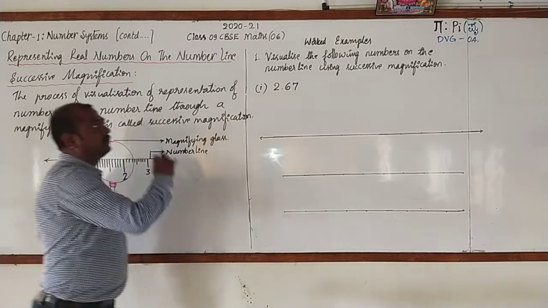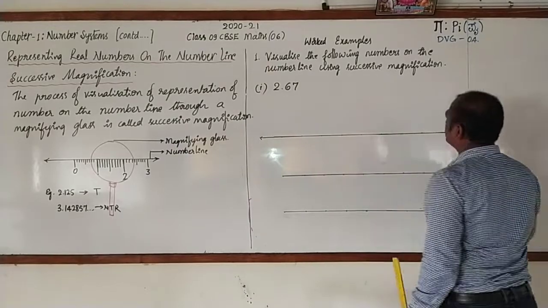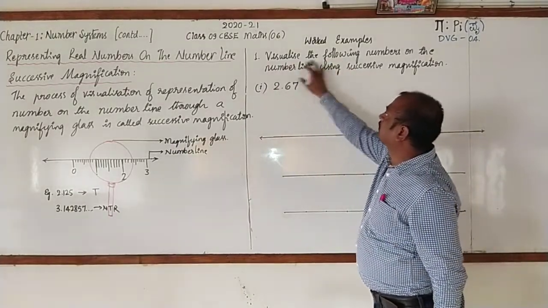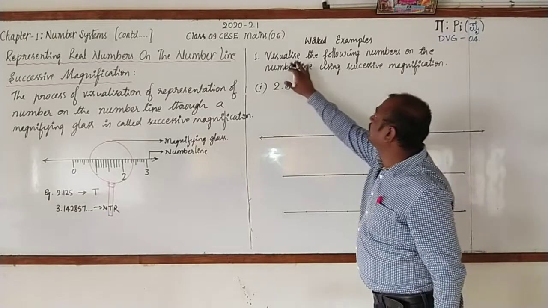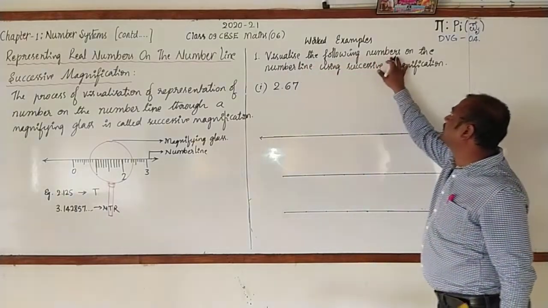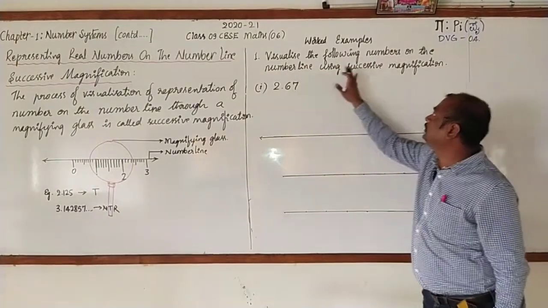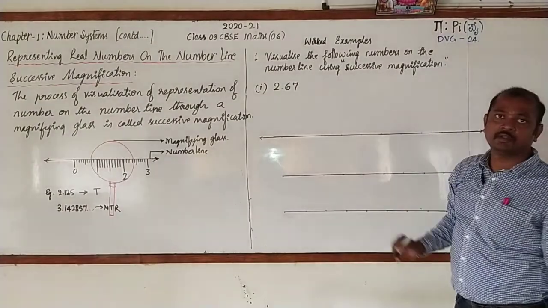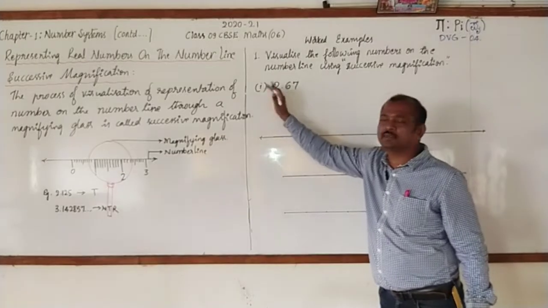Okay. Now, let's move on to worked examples that are given in the textbook. The first one, the question will be asked like this: visualize the following numbers on the number line using successive magnification. Just one example I have taken, which is a simple one.